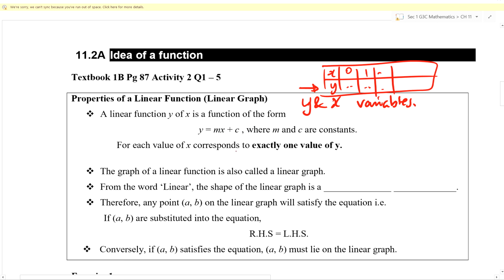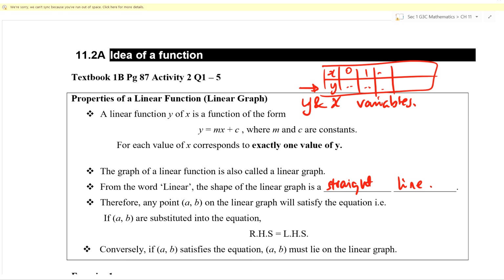The graph of a linear function is called a linear graph, okay? From the word linear, what do you think is the answer over here? The shape is what do you think? What is this shape? Is it a curve? No, it is a straight line. So any point on the linear graph will satisfy the equation. Any point, a, b. Okay? So when x is equal to a, y equals b, we put it inside the equation, and the left hand side will be equal to the right hand side.